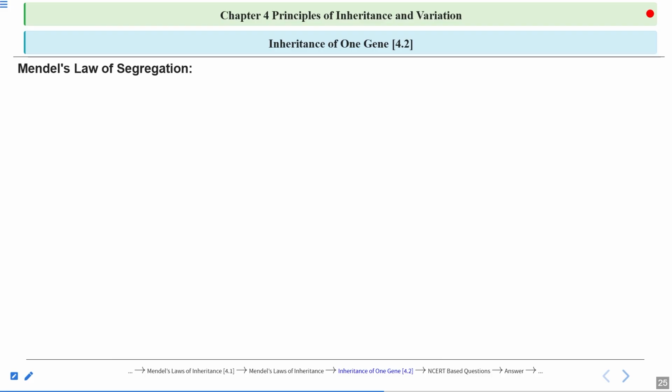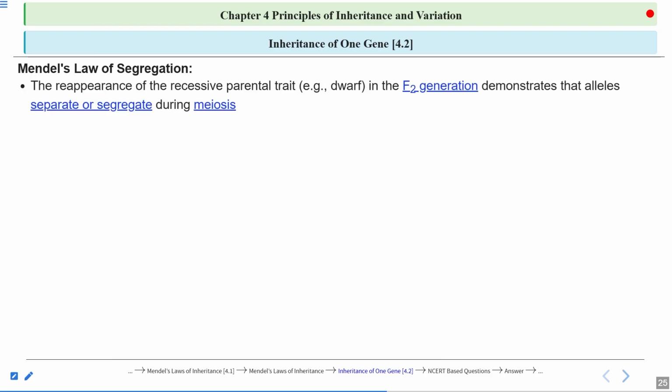Let's briefly talk about the law of segregation also. Now, the reappearance of the recessive parental trait. The recessive trait was dwarfed. This trait appeared in the F2 generation. This demonstrates that the alleles separate or segregate during meiosis. So segregation of gametes occurs during meiosis. Remember, this question can come from here.